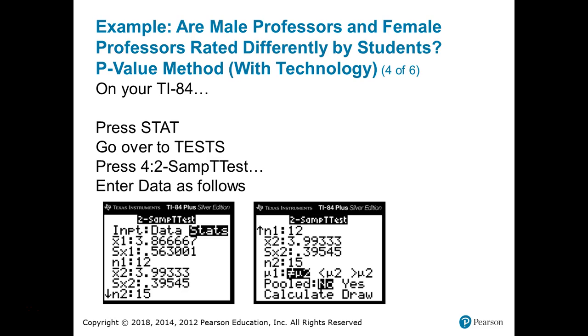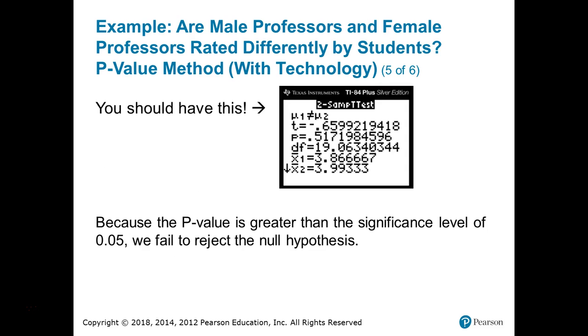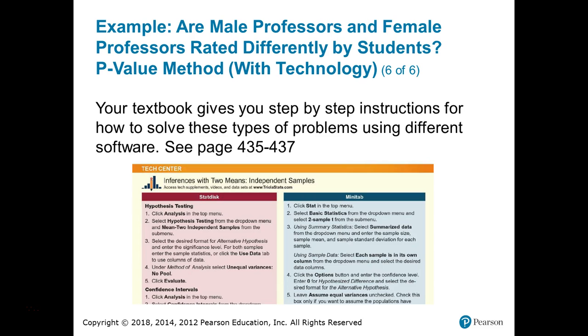So now we actually have to do our hypothesis test. So we're hitting Stat, we're going over to Tests, we're pressing 4 or scrolling down till we highlight the 2-sample t-test, and we're going to enter our data as follows. And then once we calculate it, we get these values. So we get a p-value of 0.517, and because the p-value is greater than the value of 0.05, we fail to reject the null hypothesis.